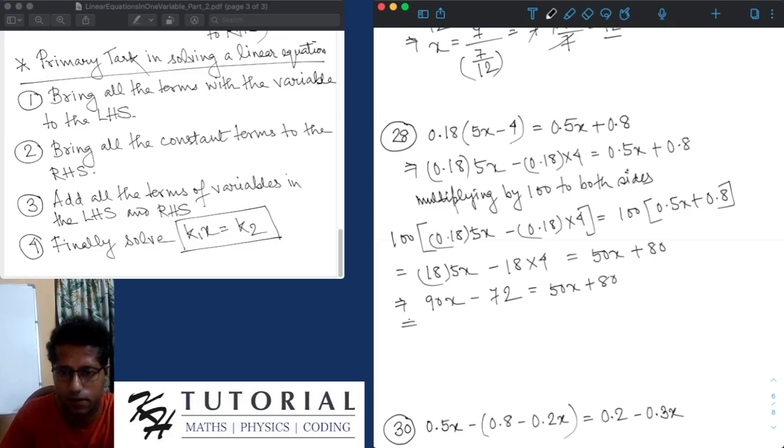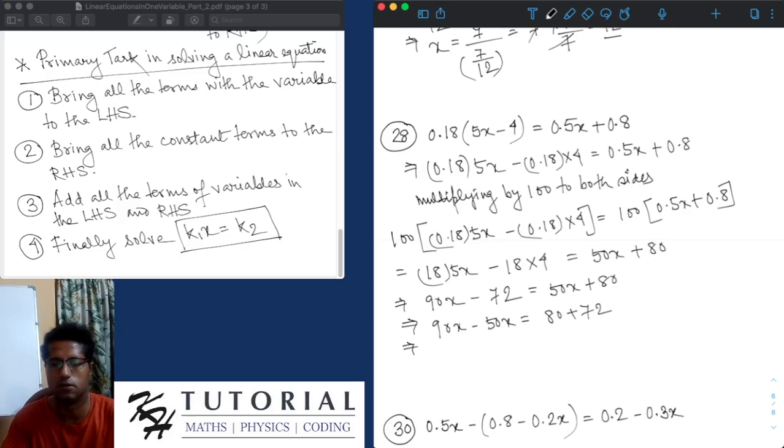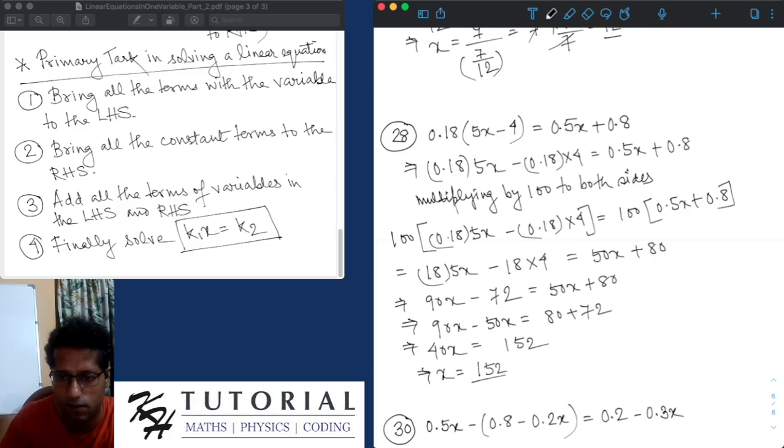Now I will bring all the x terms to the left hand side and all the constant terms to the right hand side, and that becomes 90x minus 50x equals 80 plus 72. After adding all the terms on the left hand side and all the terms on the right hand side, it becomes 40x equals 152. This implies x equals 152 by 40.